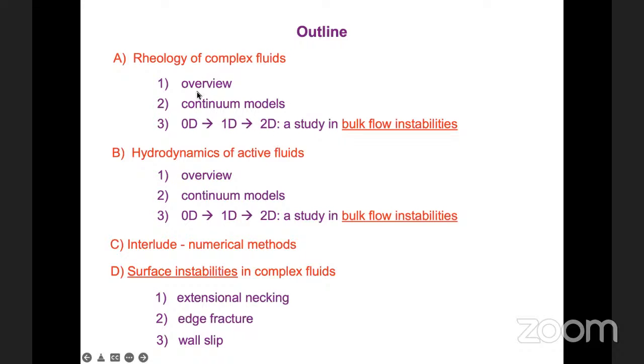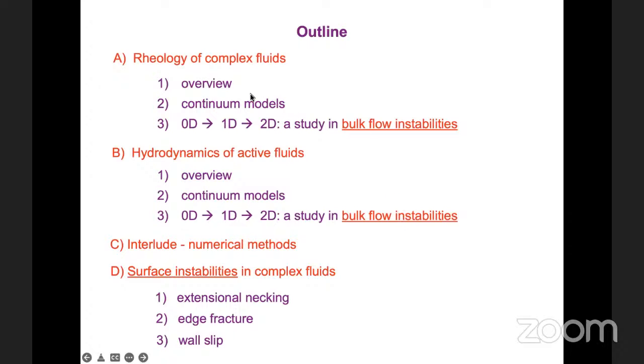So I'm going to do that first of all in the context of passive complex fluids. I'll then more briefly, and more or less by direct analogy, talk a little bit about the hydrodynamics of active fluids. I know that you've already had some lectures on active fluids, and I'll do that essentially to draw a deliberate analogy with the rheology of complex fluids. So although you have seen active fluids up to now, I think you won't have seen them discussed in quite the way that I'm going to do here with this more rheological focus. And again, by analogy, I'll start with an overview, present some continuum models, and then essentially do a study in bulk flow instabilities.